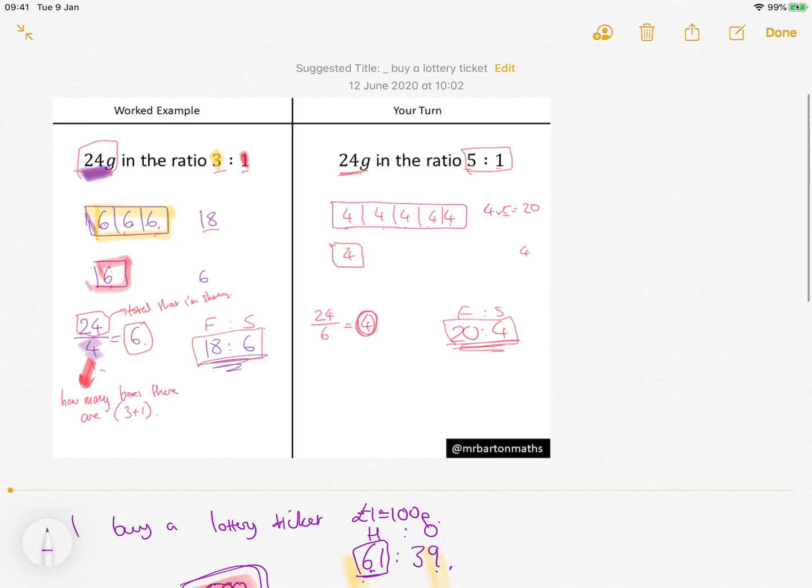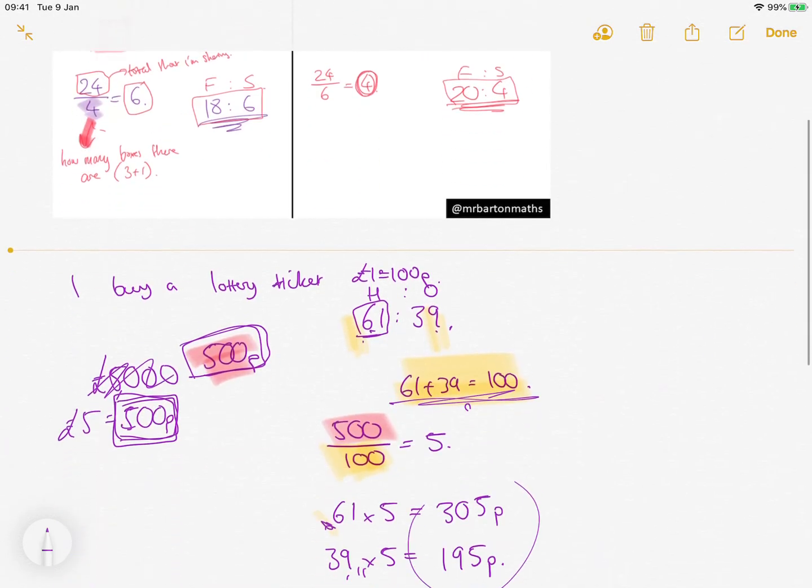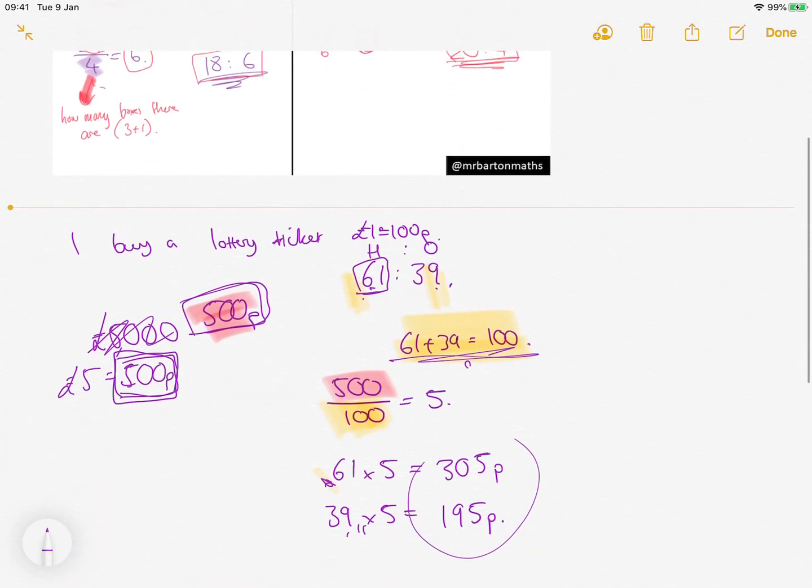But I think most of the time ratios simplify down to fairly small numbers, so you should be able to draw a box for most of them.